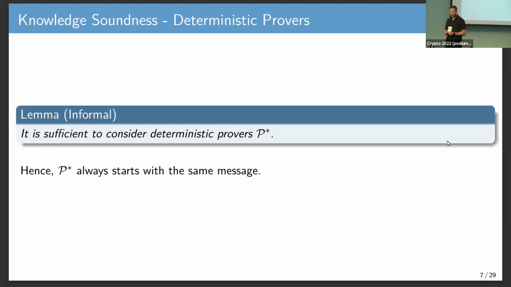Then we have this lemma that it is actually sufficient in our analysis to only consider deterministic provers P star. It's not completely obvious from the previous definition, but it's relatively straightforward to prove that this is indeed the case. And this will significantly simplify our analysis. So therefore, from now on, we will assume the prover P star to be deterministic. And in particular, this means that the first message of the prover will always be the same.